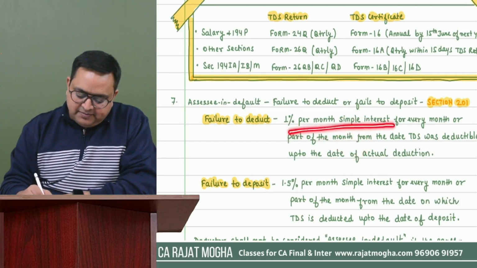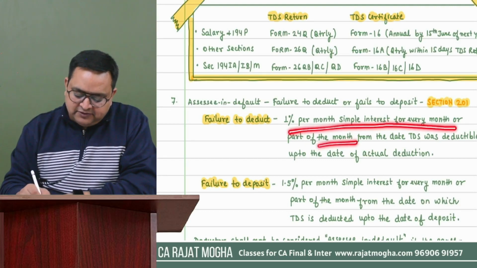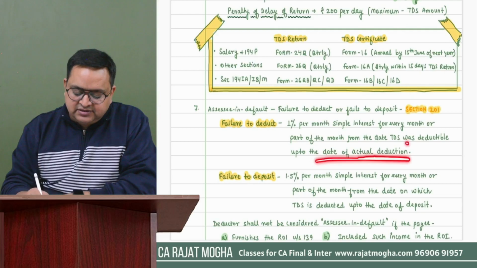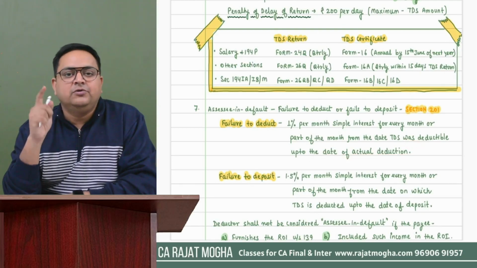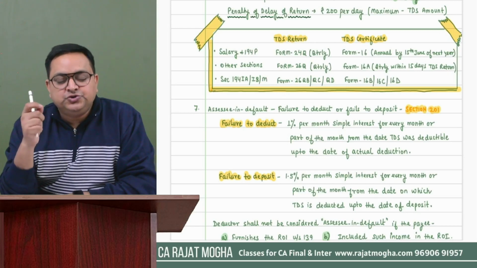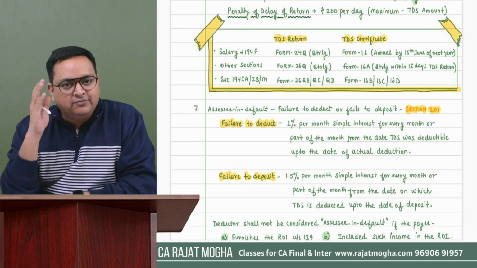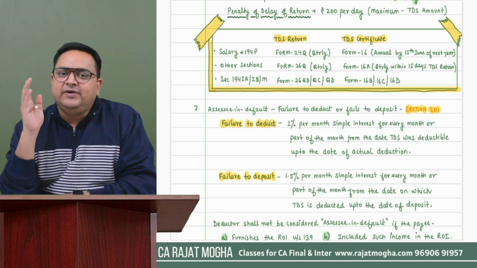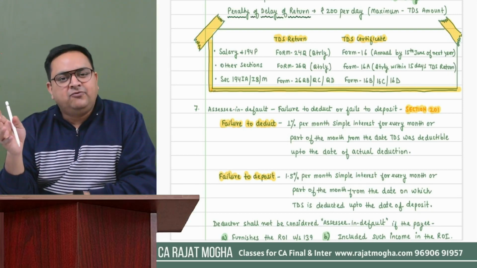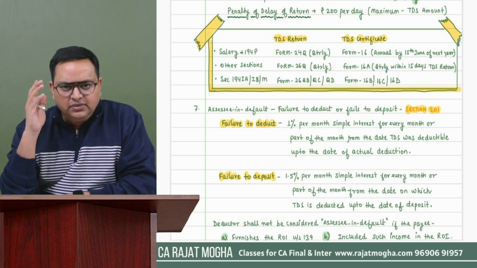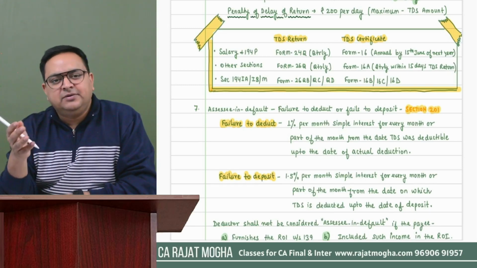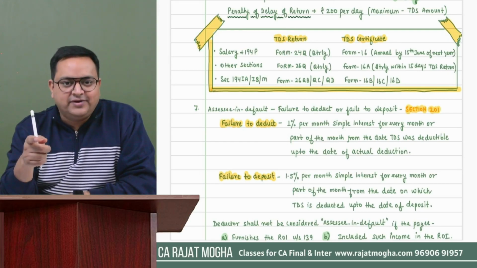So 1% per month simple interest for every month or part of the month from the date TDS was deductible up to the date of actual deduction. This is how you will count your number of months: from the date on which you should deduct the TDS, till the date it is actually deducted. So please count your number of months. If it is exactly 4 months, 5 months, 6 months, then you can take that. If it is part of the month, please always round it up, right?